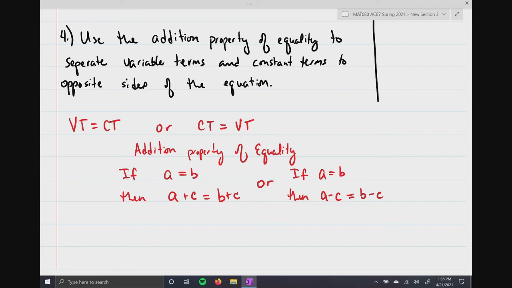That's called the addition property of equality. If you add a number to one side of the equation, you must add it to the other side. If you subtract a number from one side of the equation, you must subtract it from the other side as well. And that is what the addition property of equality looks like. All right?